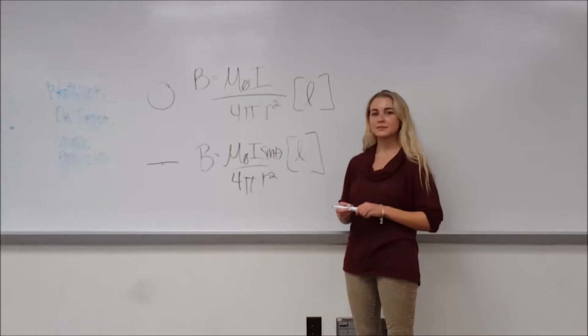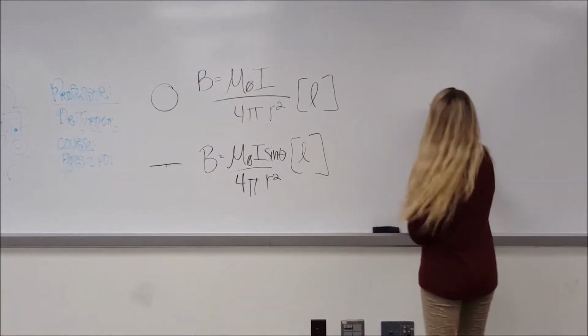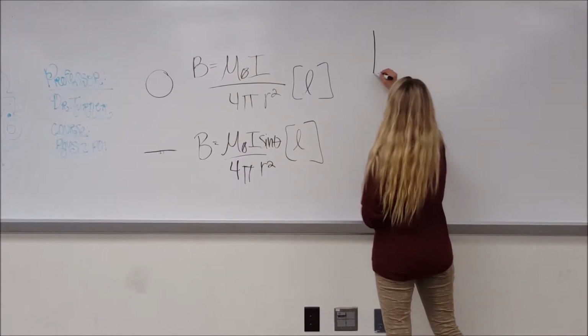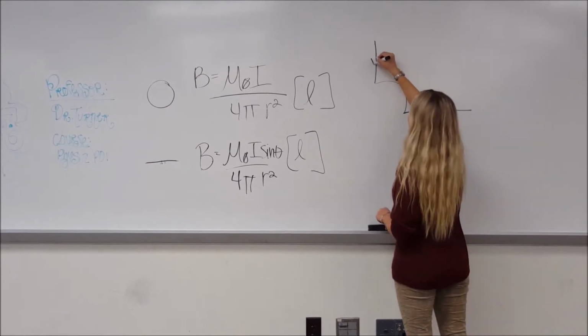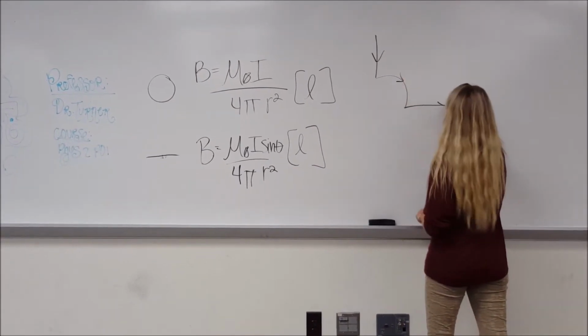So now we're going to look at an example where we have a straight line, a quarter of a circle, and another straight line with current running through it in this direction.